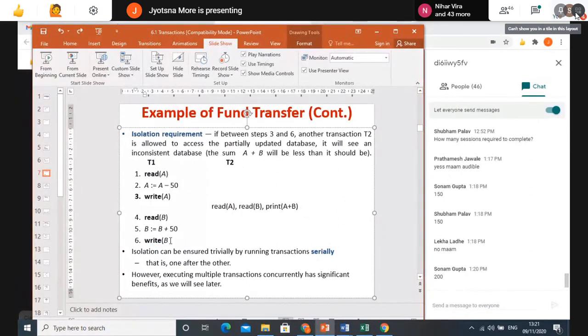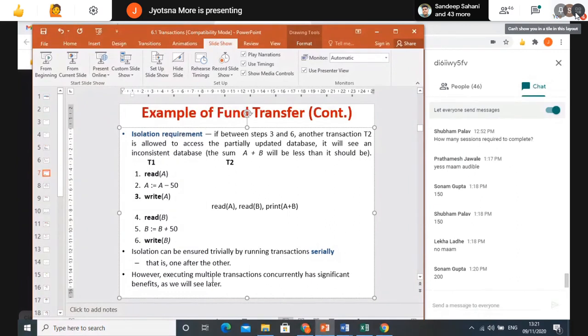Fine, till here clear to everyone? Isolation can be ensured trivially by running transactions serially. One transaction executes completely, then the second starts, the second completes, then the third starts. That is known as serial execution of transactions. So if transactions are executing serially, we will not face a problem like this. In between, no transaction will enter. That is, one after the other, known as serial transactions.